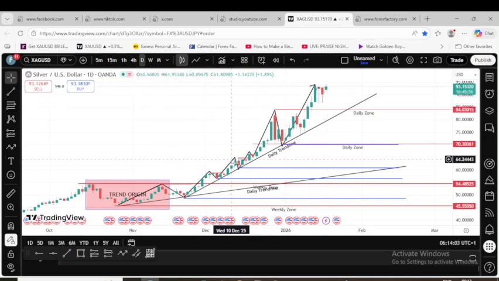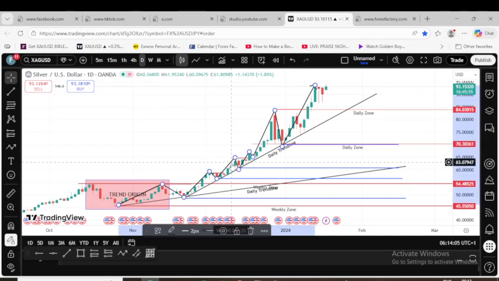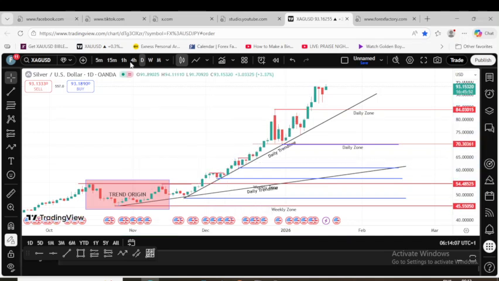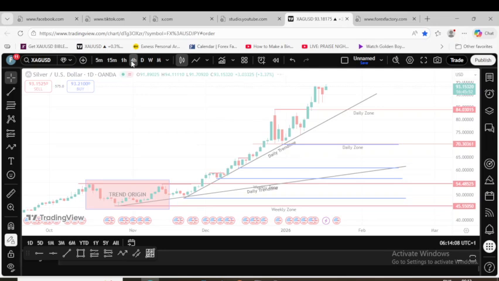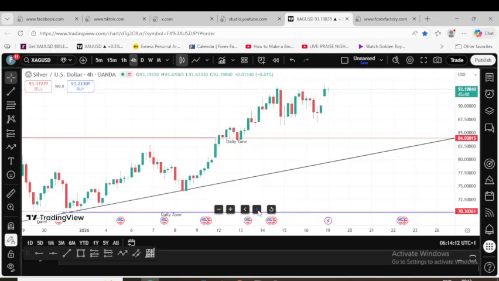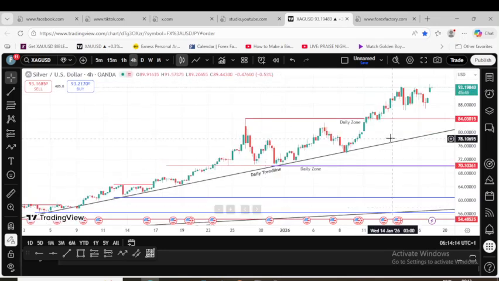So now let's delete this. Now let's go down to the 4 hour time frame and see what we can find. Okay, that's interesting. There's a W pattern here.